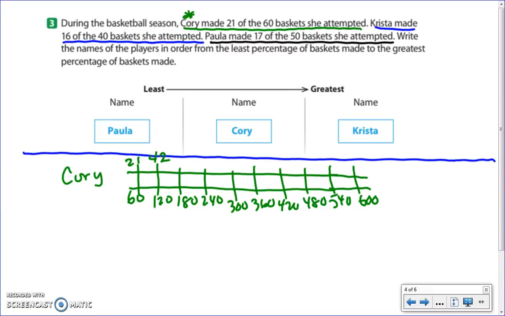And I'm going to go ahead and add. So I followed the plus 60 pattern on the bottom. I'm going to follow the plus 21 pattern on the top. 63, 84, 105, 126, 147, 168, 189, and 210. Okay, and I'm going to do the same kind of thing for Krista.